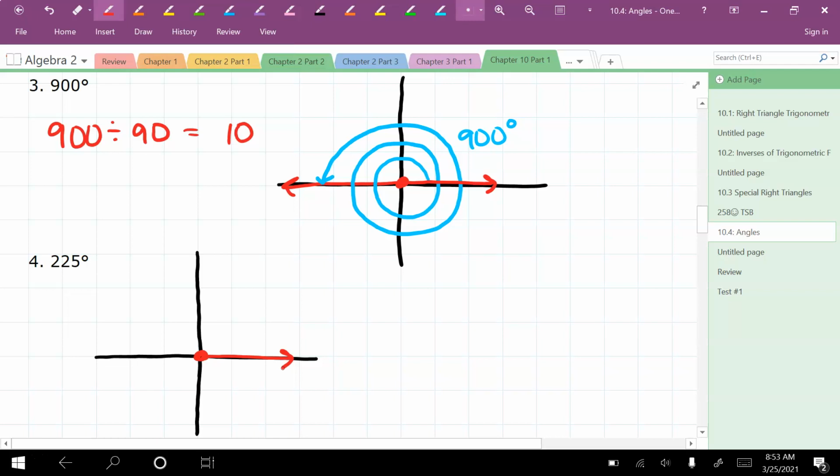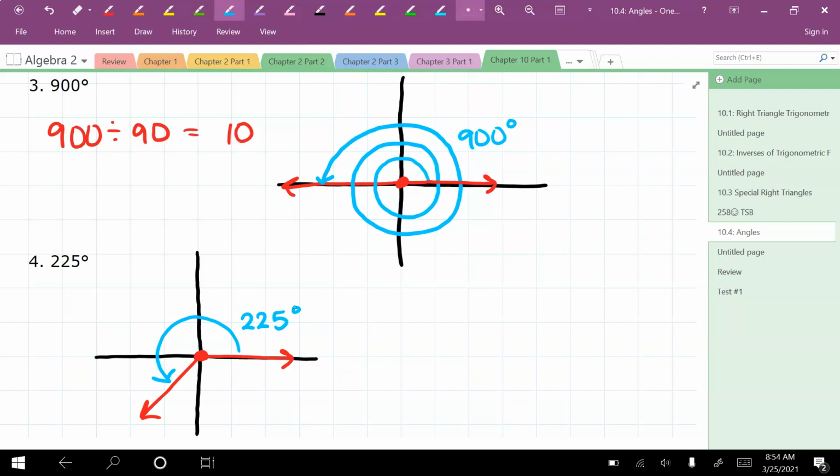So we had negative 225 earlier. Now I'm doing positive 225. So you should have gone counterclockwise. Which quadrant did you end up in? 3? So this is positive 225. So positive and negative angles are going to look different. They're not going to look the same because you're changing which direction you're going around the coordinate plane.